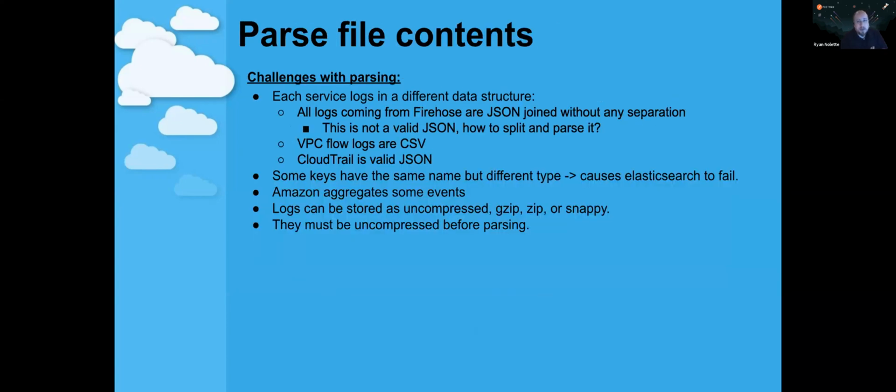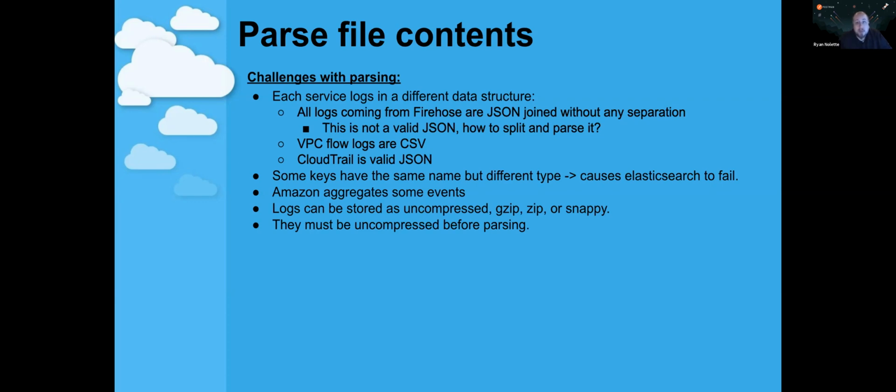So, parsing file contents. That was a lot of deep dive technical into the logging. And once we solve this problem, it's time to parse those logs and get the file events. Logs can be decompressed before parsing. They can use gzip or zip or snappy. I had actually never heard of snappy before starting work with this, and I didn't even know it was an option for compressing data. It can even be uncompressed entirely.